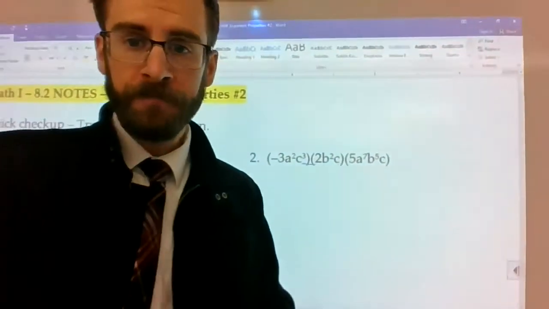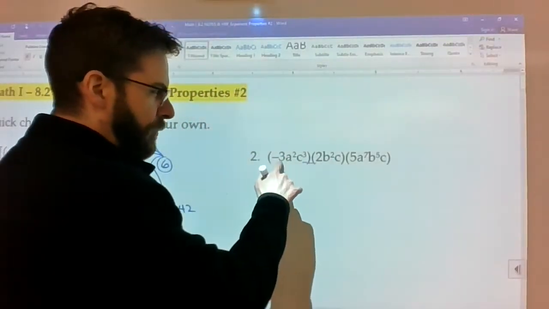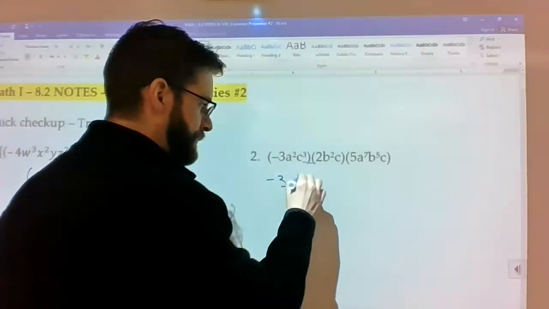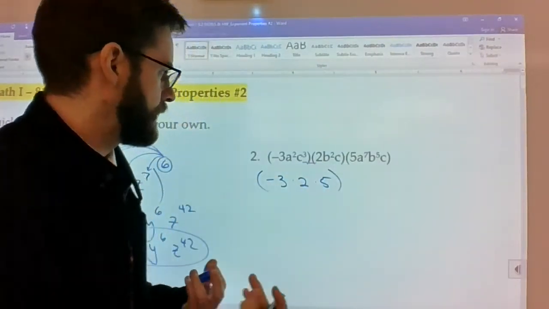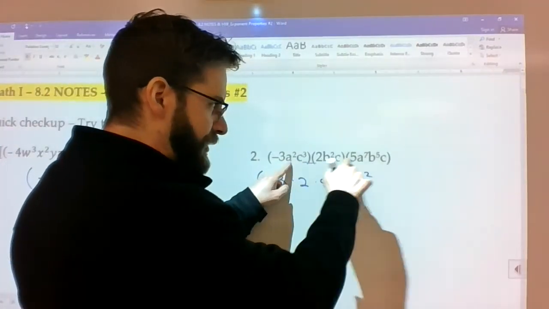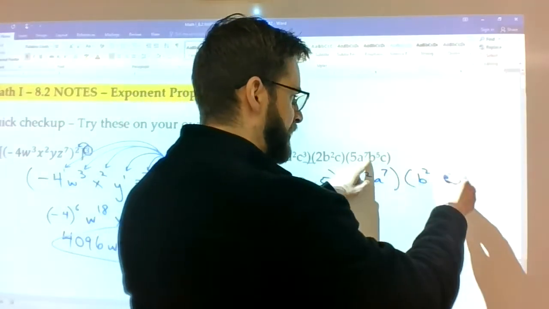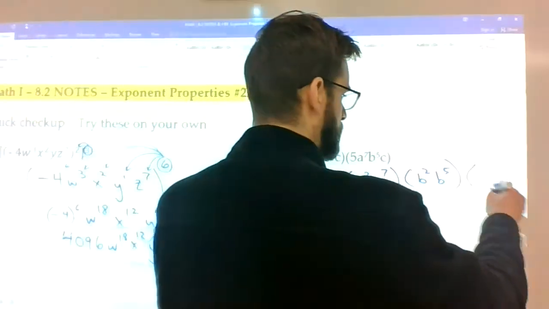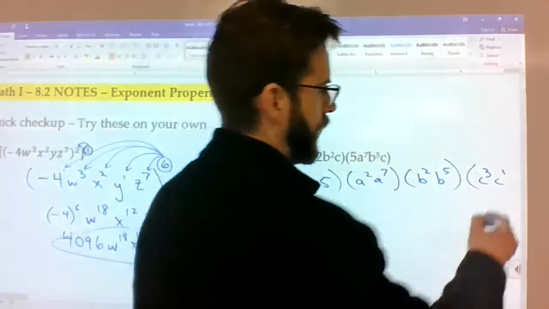If you check out number 2, this one requires you guys to think, okay, all my coefficients can be rearranged using the commutative property, negative 3 times 2 times 5. So they can kind of be in their own group like that. So a squared then is going to be grouped with its other a terms, a to the 7. B squared is going to be grouped with b to the 5. And then my c terms, c to the 3, c to the 1, and then that's c to the 1.